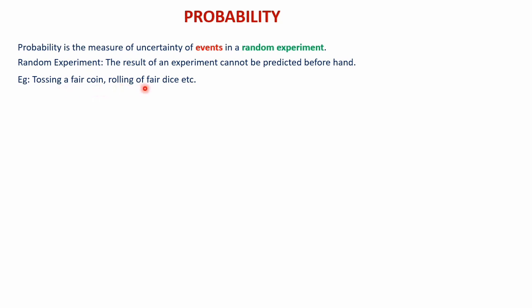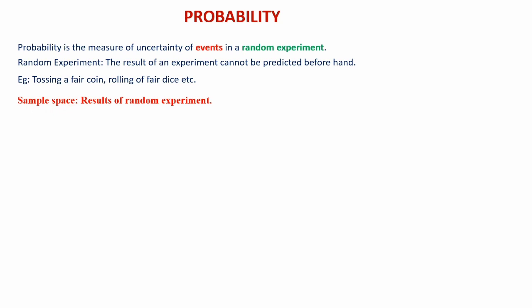And rolling of a fair die. As you know, a die is cubical in shape and 6 faces are there. All these 6 faces are numbered from 1 to 6. Before rolling the die itself, we cannot predict which face will come up. Maybe the number marked 1 or 2 or 4 or 6 or something like that. We cannot predict it beforehand. So these are some simple examples of random experiments.